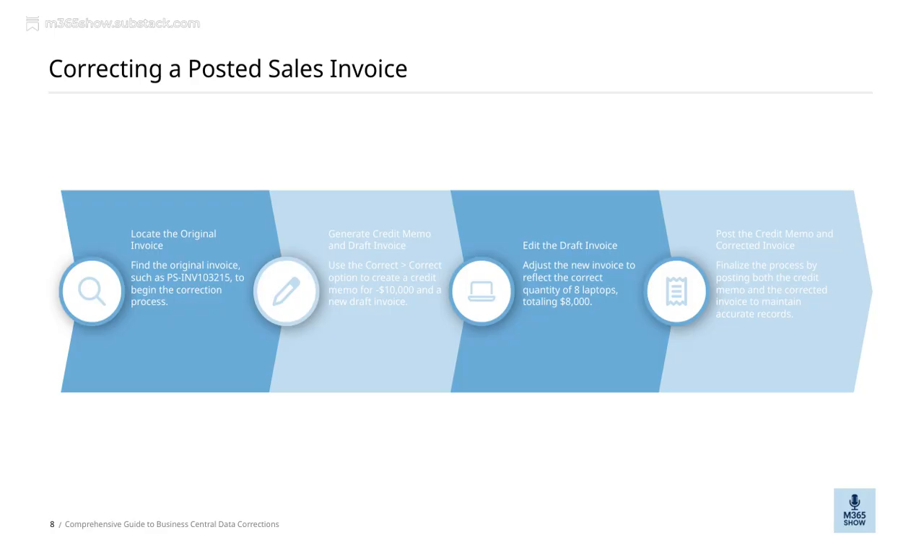Finally, after confirming all the details are correct, you'll post both the credit memo and the new invoice. Doing this maintains the integrity of your financial records and keeps everything aligned with your actual sales data. Remember, these steps are crucial for accurate bookkeeping and seamless business operations.